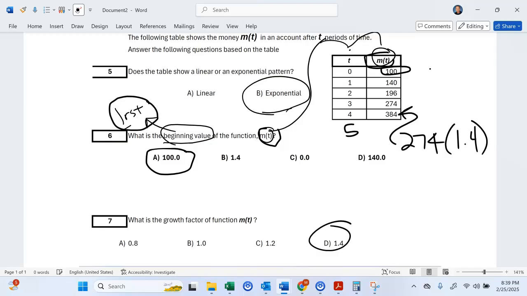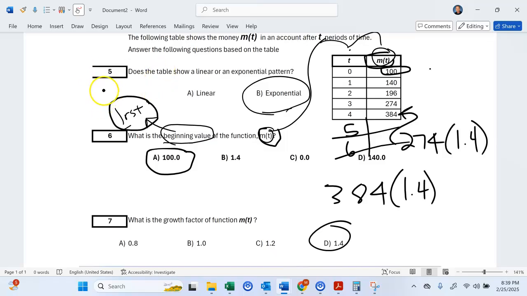But we need when time is equal to 6, right? So what we're going to do is take 384, and we're going to multiply it by 1.4 2 times. So let's do it once.